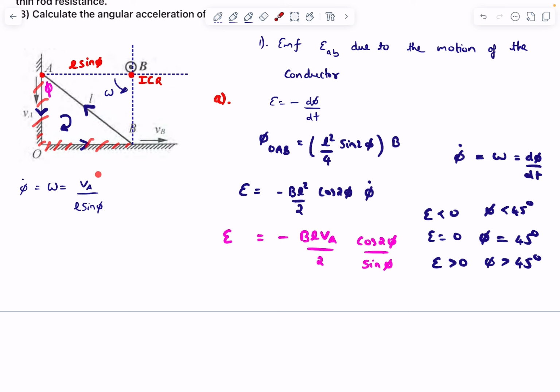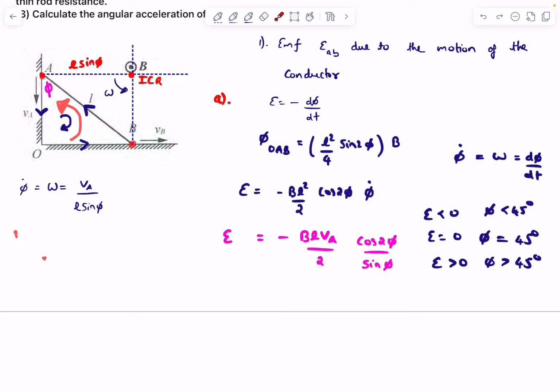And for the E less than 0 case, VA is greater than VB. And for the E equal to 0 case, VA will be equal to VB. And for the positive EMF case, it means that the induced current will be counterclockwise, trying to support the magnetic field. So that means that VB has to be greater than VA. So in the E positive case, B is going to be at a higher potential. Okay, so basically this is the magnitude, and the direction depends on the angle phi. Okay, so that was the answer to the first question.